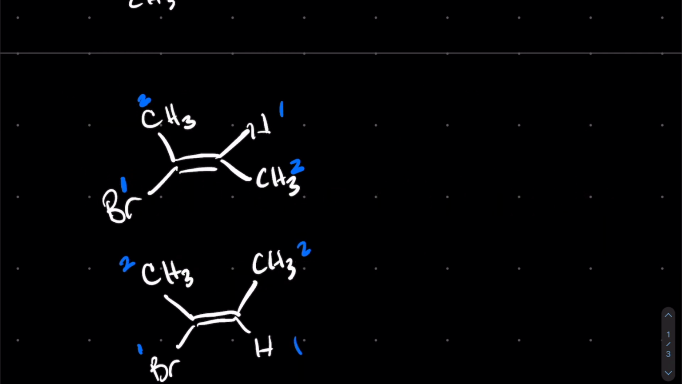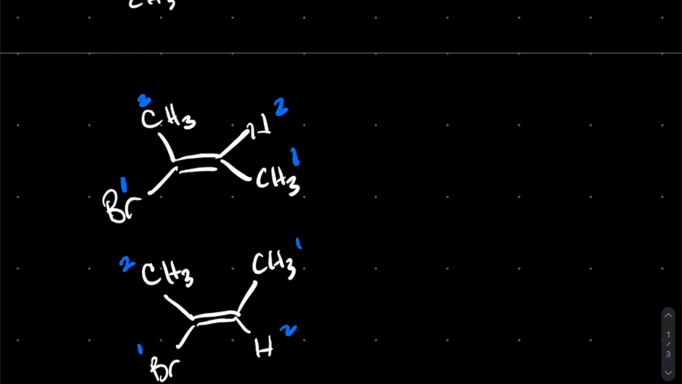So if we look at the 2 highest priority substituents, oops, I screwed that up there. That's the lower priority here. 1 and 1 are on the same side. They are zusammen, and I messed it up over here too. There we go. 1 and 1 are on the opposite side, so they are entgegen.